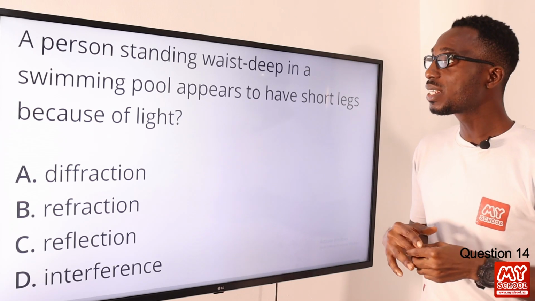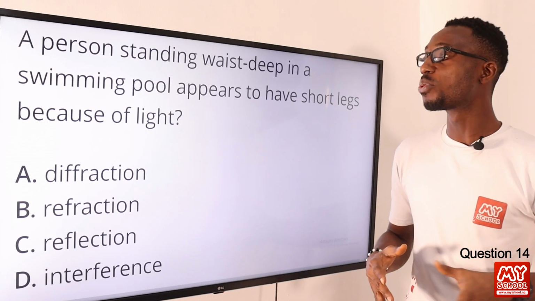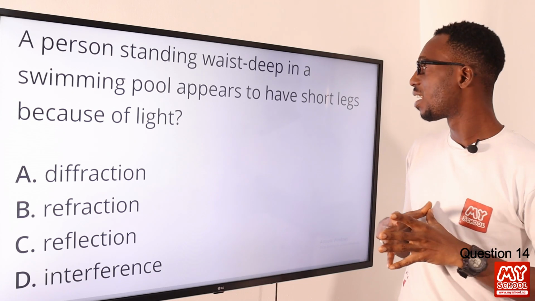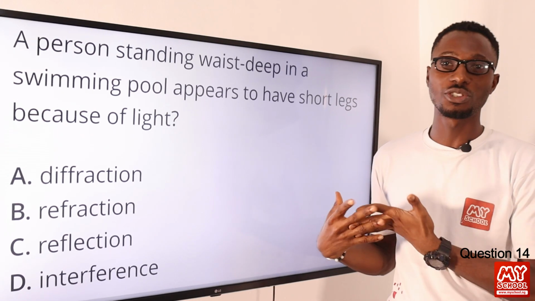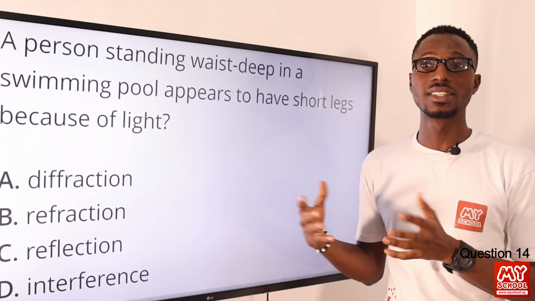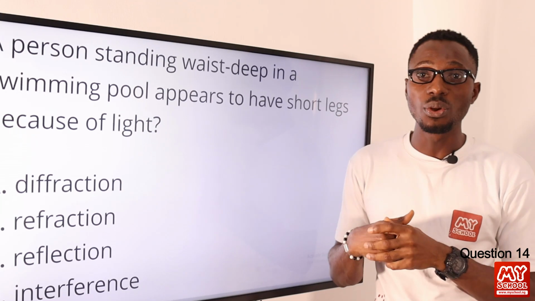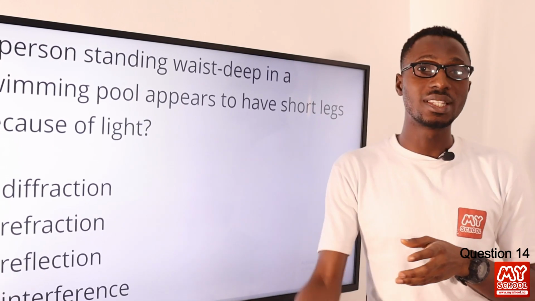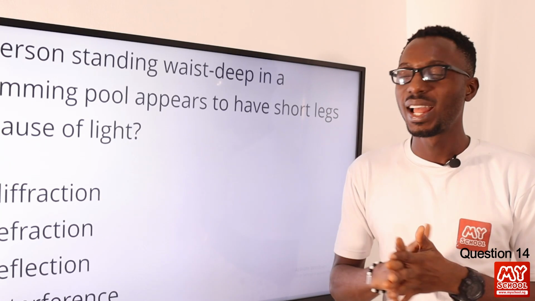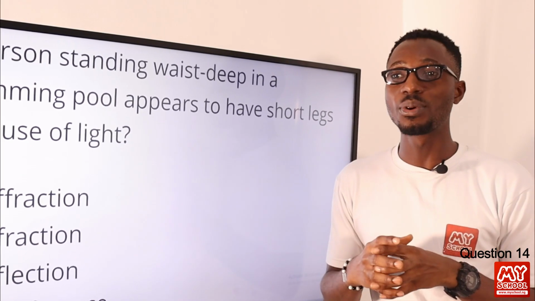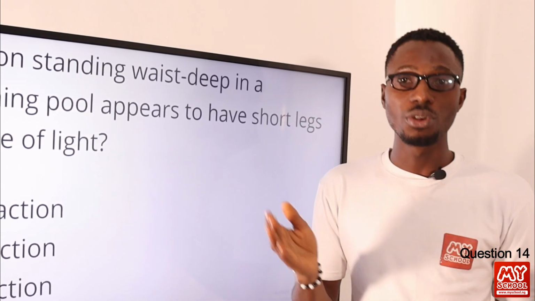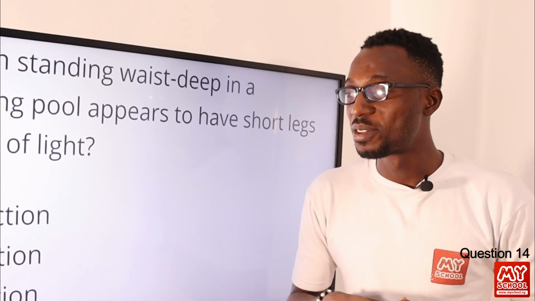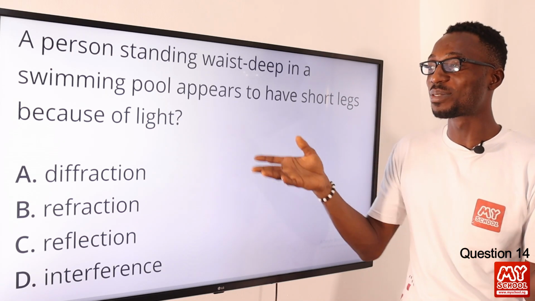14. A person standing waist deep in a swimming pool appears to have short legs because of light. So what has happened to light? That's actually refraction. We can see its effects, like the swimming pool appearing shallower. When you dip a stick into it, it appears shorter, and many effects like that. Basically, refraction is just changing the direction of light when it travels from one medium to the other. And of course, we're talking about transparent media. So the correct option here is refraction, option B.